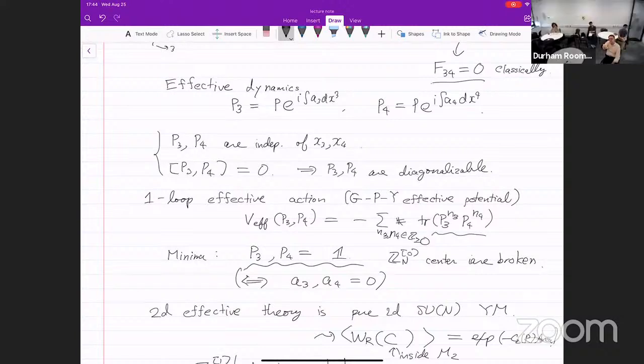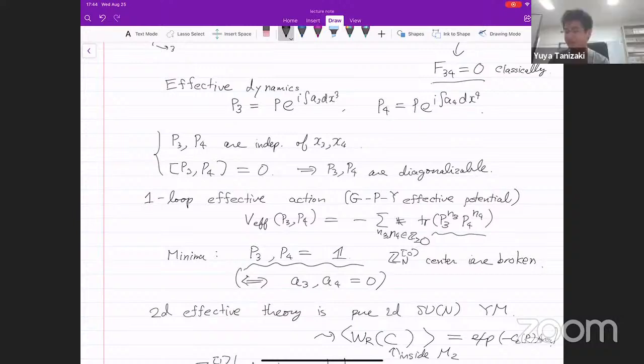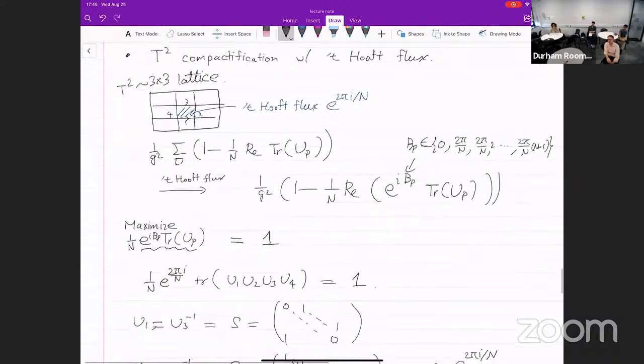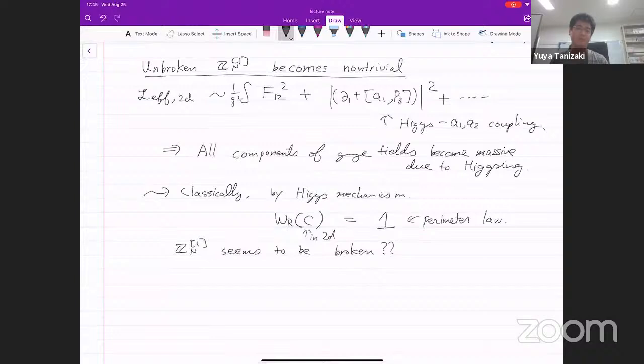I see. So this is an effective potential really for the eigenvalues of P3 and P4. Right. So I think we have to solve the classical part first and identify whether P3 and P4 are commuting or non-commuting. And at the next step, I think we have to perform one-loop type computation. Do you have a flat moduli space in the presence of a 't Hooft flux? With the 't Hooft flux, no. All moduli space are lifted due to this.